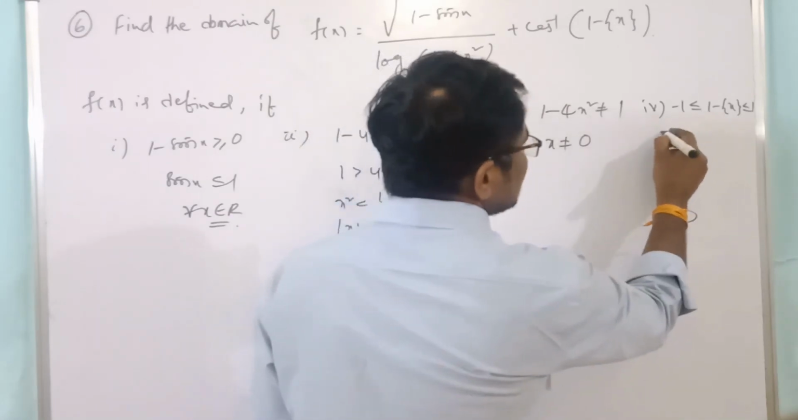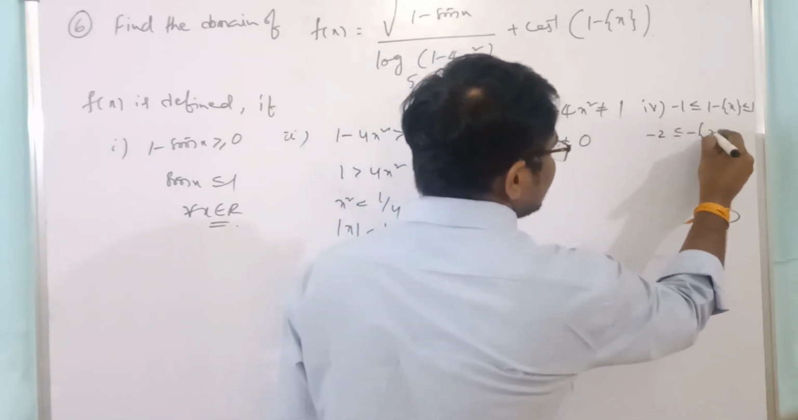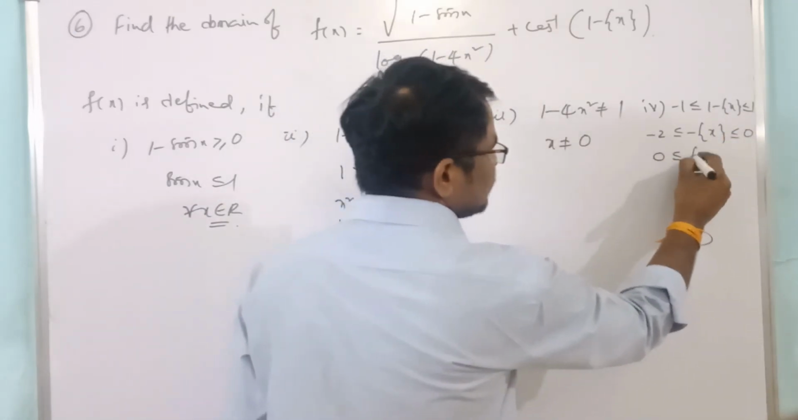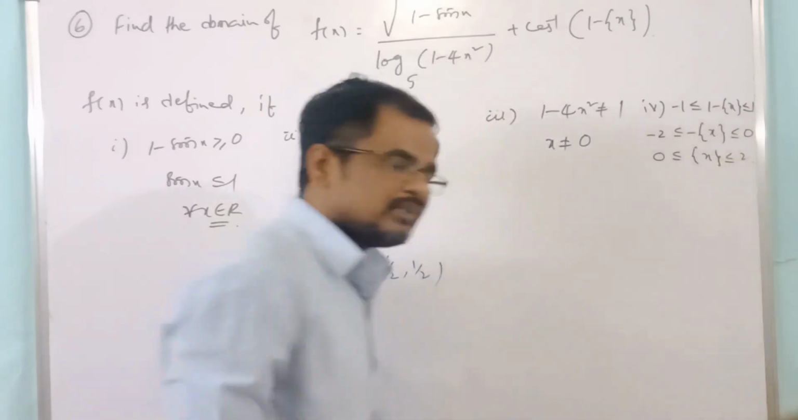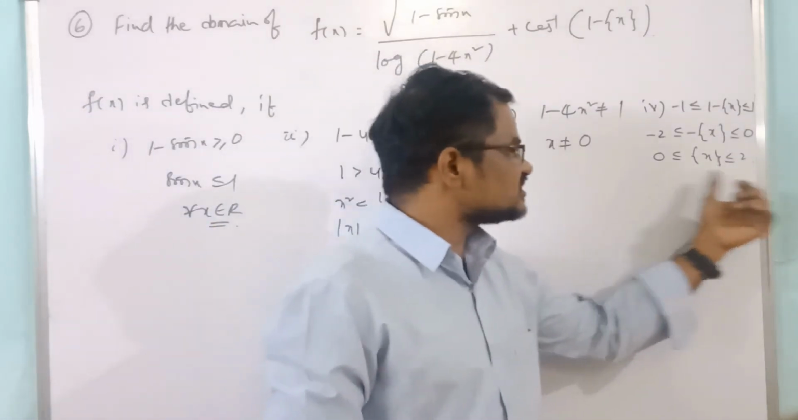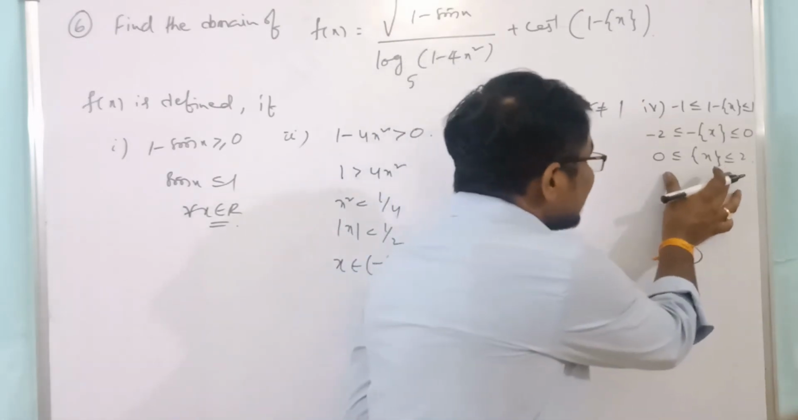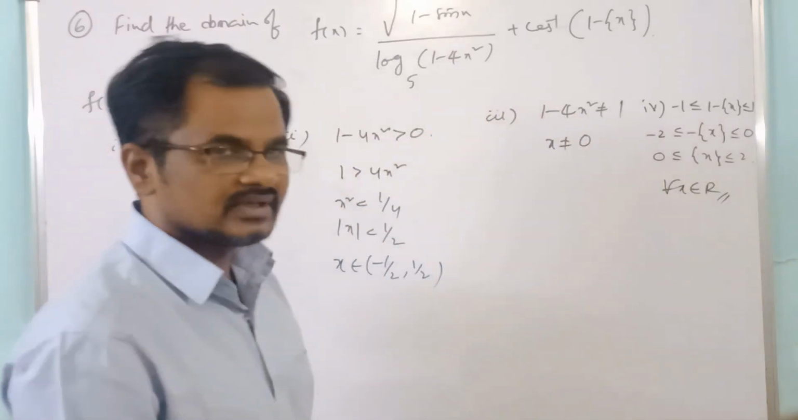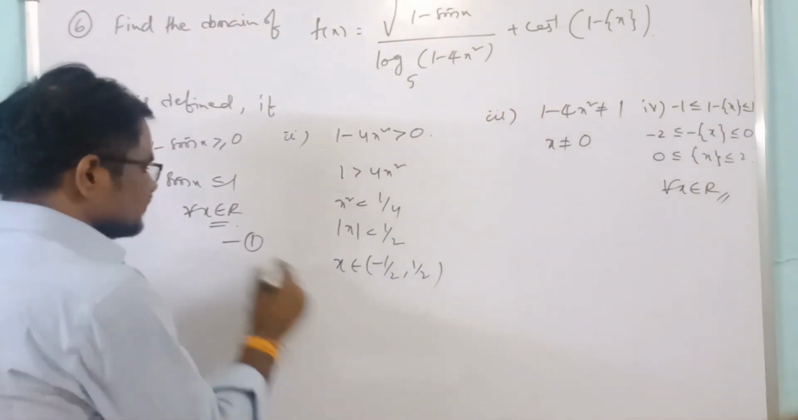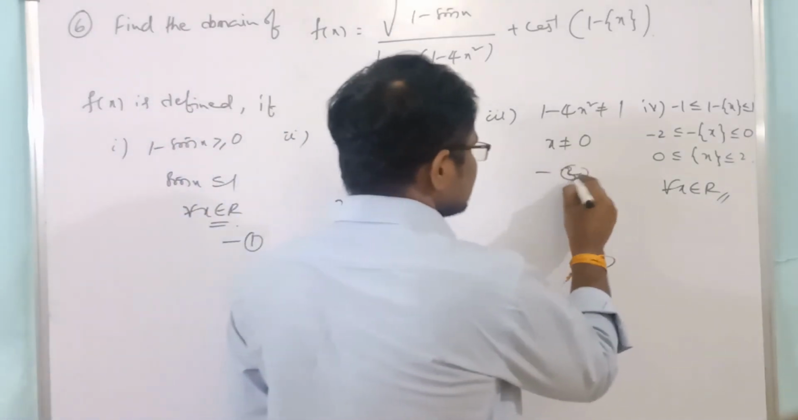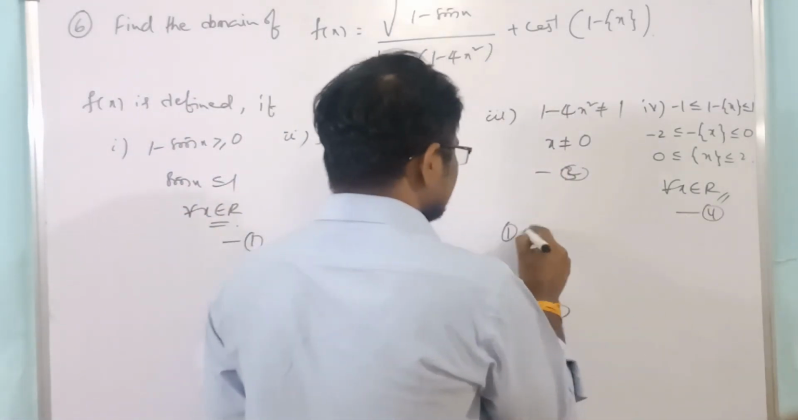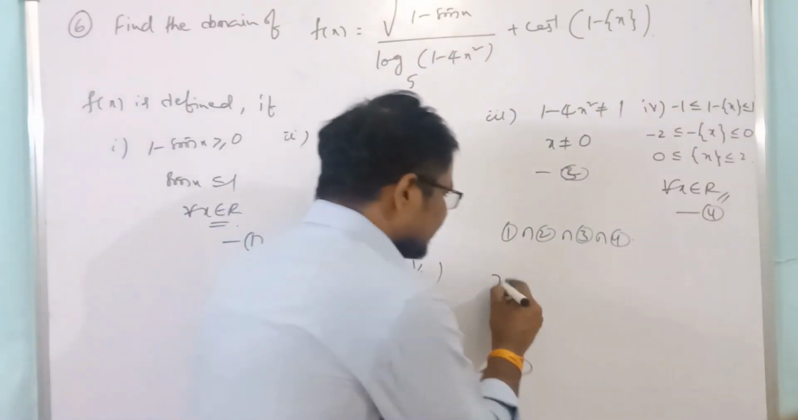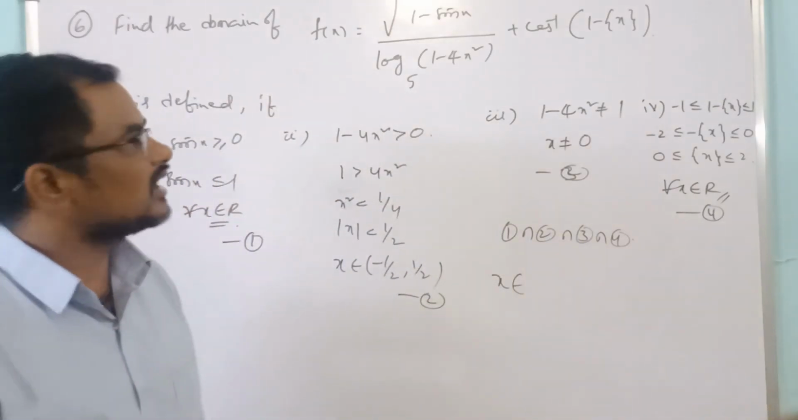If you simplify, this is -2 ≤ -{x} ≤ 0. Multiplying by -1, 0 ≤ {x} ≤ 2. But we know that the range of the fractional part of x is the interval [0, 1), right? So this exists for all x belonging to real numbers. This is equation number 1, this is equation number 2, this is 3, and this is 4. If you take the intersection of 1, 2, 3, and 4, you will get the required domain of the given function.